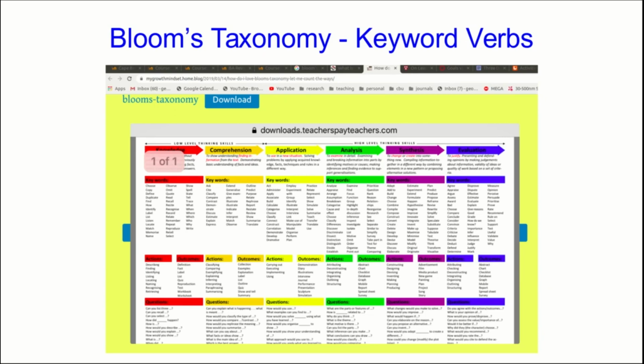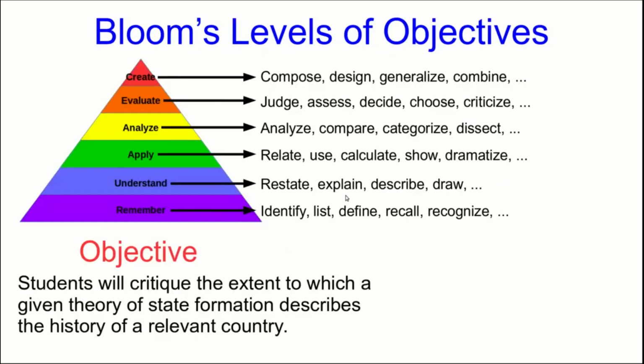However, what I'm going to show you is a case where keyword verbs can be useful, a case where they end up being misleading, and then another case. So here is an objective that I gave as an example way back in Lecture 1 about students critiquing how a theory of state formation describes the history of some country. This one is pretty easy to classify. Critique is very similar to criticize, and this is indeed at the evaluate level.